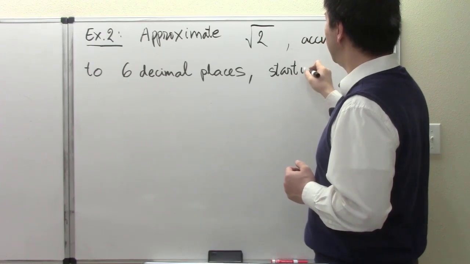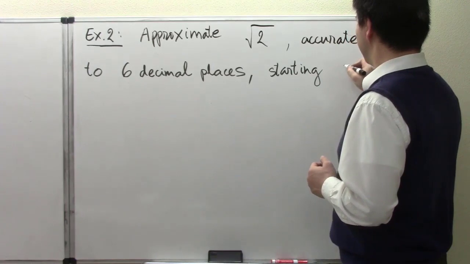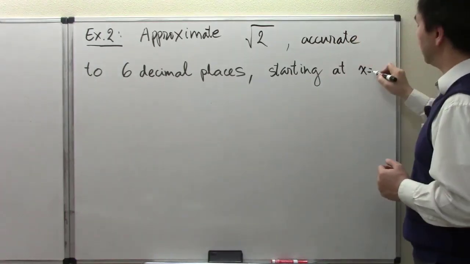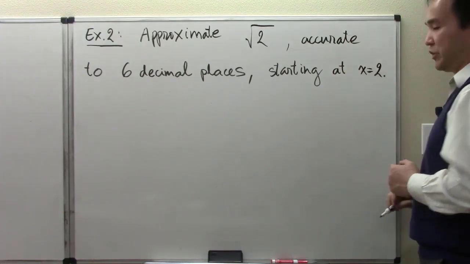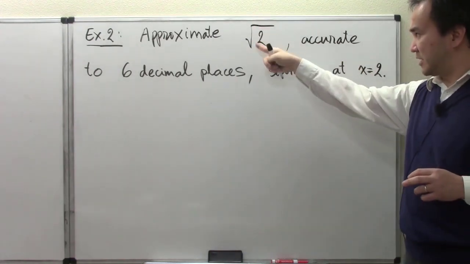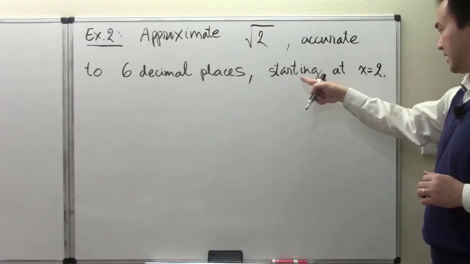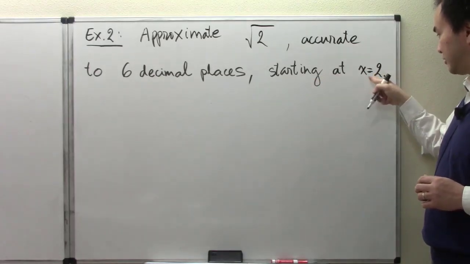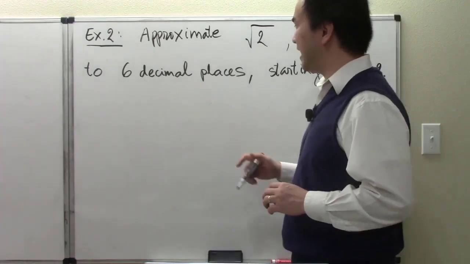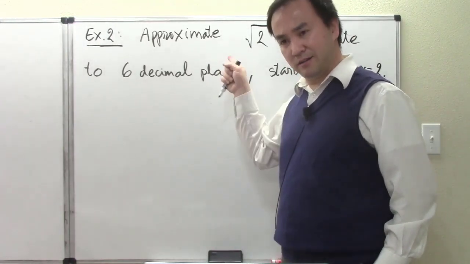Starting at x equals... how about 2. Okay, starting at x equals 2. Now, you can see that definitely square root of 2 is not equal to 2. But I'm saying let's suggest that x started at x equals 2. So now, before we really get started, how do I see Newton's method can be applied in a problem like this?